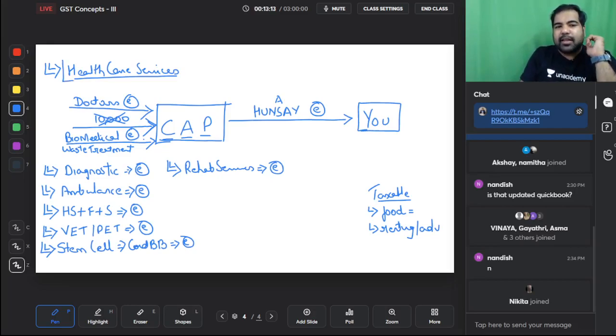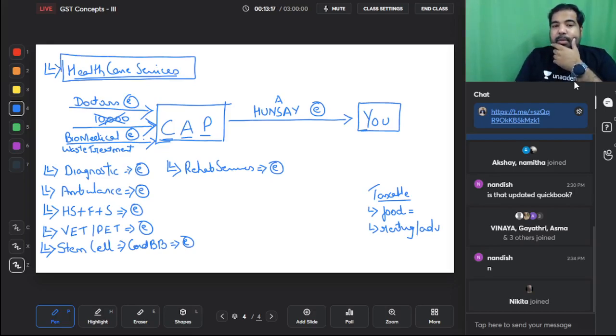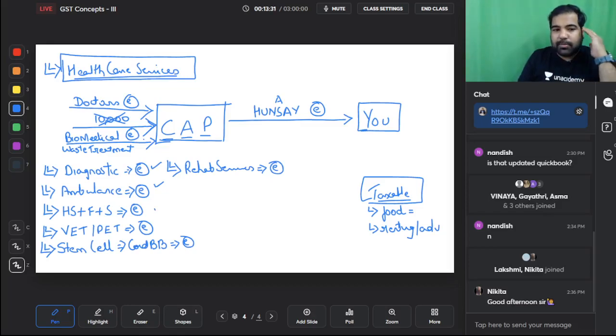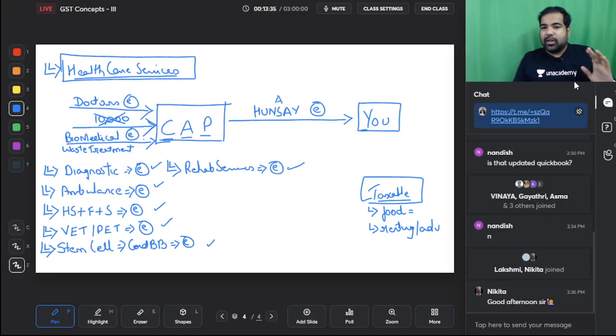Guys, this is healthcare services. Just recapping, healthcare should be exempt, but only in the nature of health services, only if given by the CAP. Two input services are exempt. Food to outpatients, advertisement, renting, etc. are taxable. Diagnostic, ambulances, composite supply, also stem cell therapy and rehab services, and vet and pet services are all exempt. It could be a really good question in the exam as well.